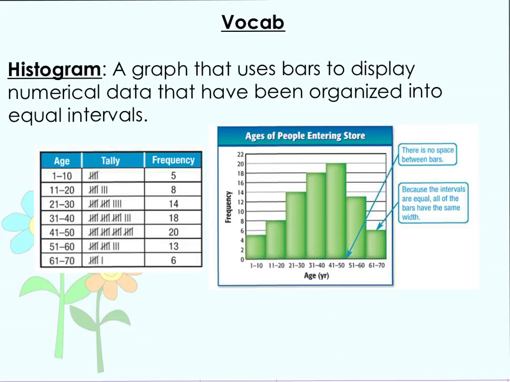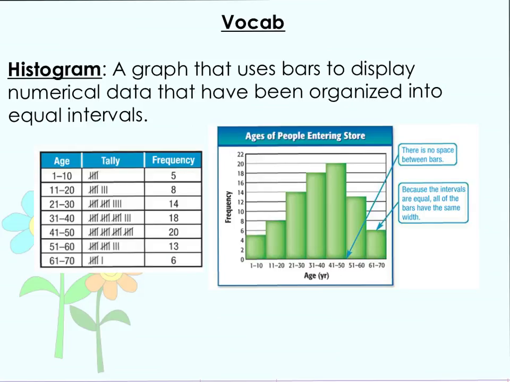Some things I want to point out with the histogram: the intervals are always listed along the x-axis, and each interval is the same size, 1 to 10, 11 to 20, 21 to 30. They all have the same spacing. On the y-axis, we have the frequency, which is how often that interval occurred. You can choose to count by 1s, by 2s, by 5s, whatever you need to. And all of our graphs will always have a title. When you're doing your homework, I'm going to be looking for those titles.